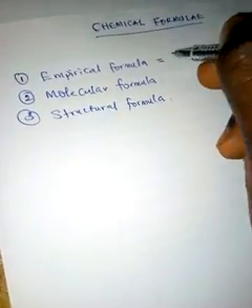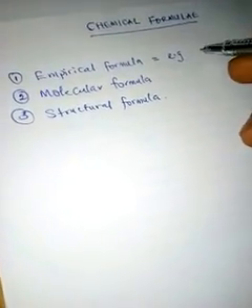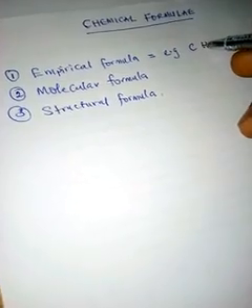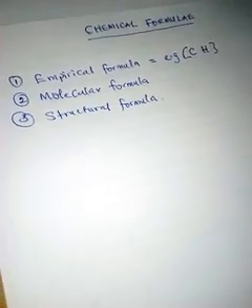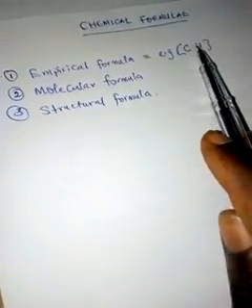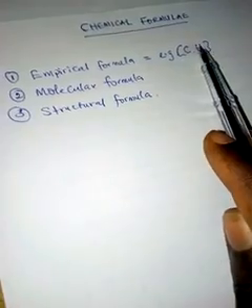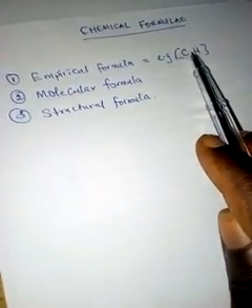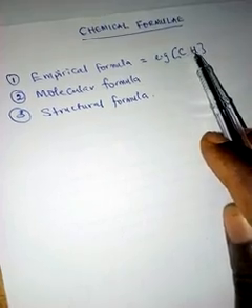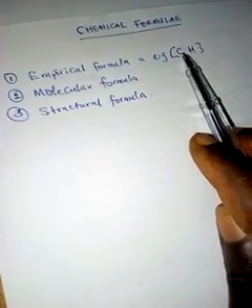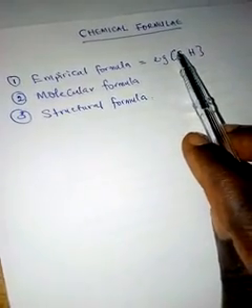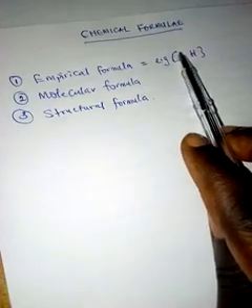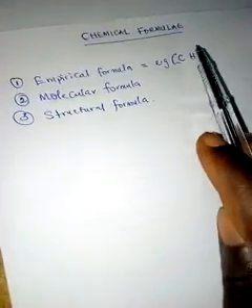For the empirical formula, we can have, e.g., CH. So what this means is that this compound contains carbon and hydrogen, but the exact number of atoms present is not known. But we know that the combining ratio here is 1:1. That is, we have 1 atom of carbon to 1 of hydrogen.